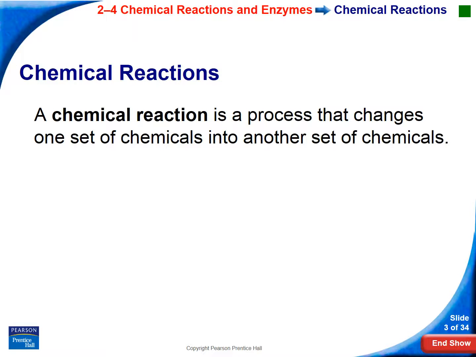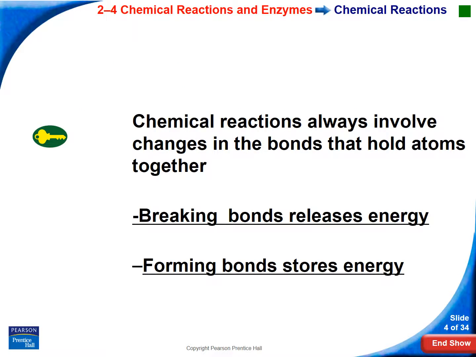All right, so first we have to define chemical reactions. A chemical reaction is any set of chemicals going from one set to another. So one set of chemicals moving to another set of chemicals. What we see in a chemical reaction is bonds being broken, bonds being formed, or a combination of the two, and bonds being rearranged.